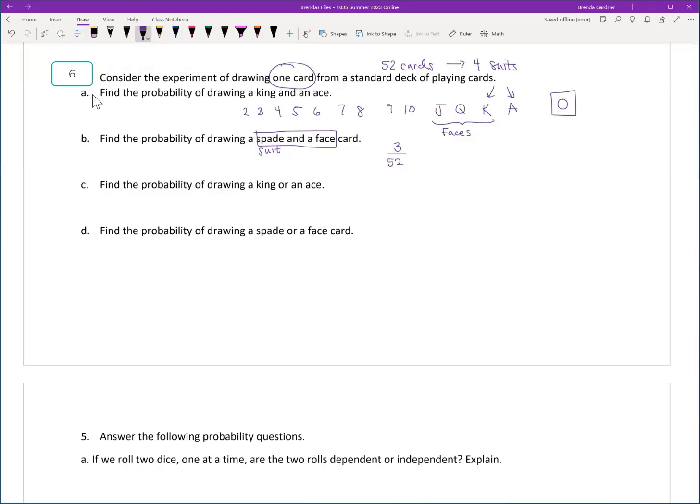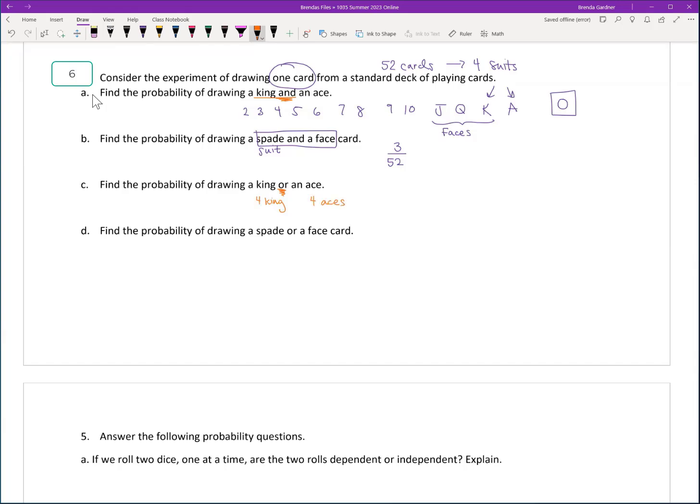A king or an ace. Find the probability of drawing a king or an ace. So that goes back to that first question. The first question was an and, but this one I'm asking an or. And so it's possible to draw a king or an ace. There are 4 kings and there are 4 aces in the deck.